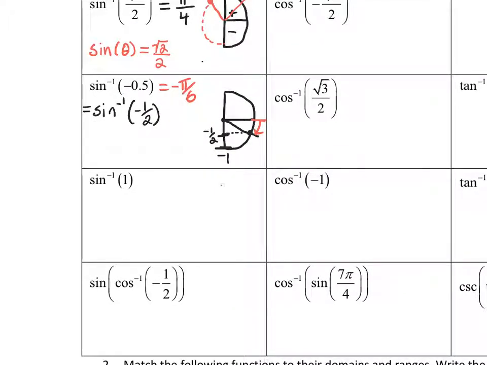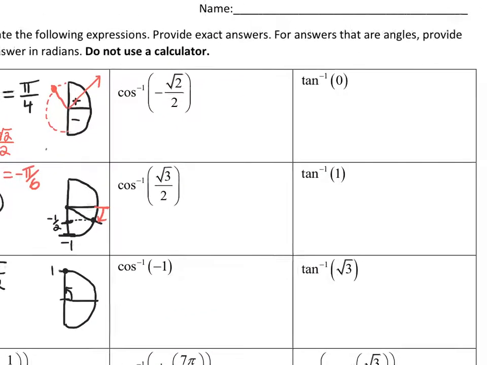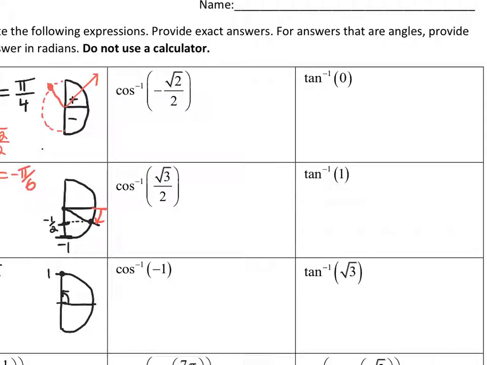Okay, inverse sine of 1 is asking me for an angle whose sine value is 1. Remember, sine value is the y coordinate on the unit circle, and that would be right here, which would be pi over 2. So there may be multiple answers that give you a sine of 1, like pi over 2, 5 pi over 2, 9 pi over 2, etc., but there's only one answer that is within the range restriction of the inverse sine function. We'll save the compositions for later, and let's go ahead and talk about the inverse cosine.